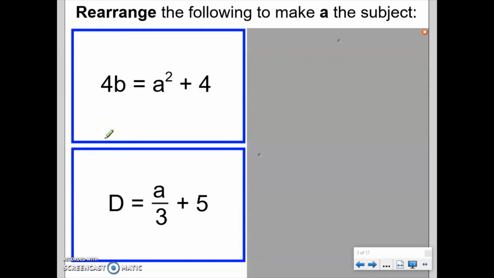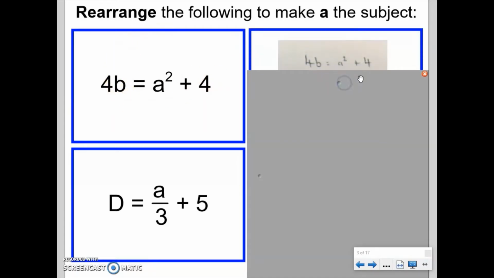I'm going to talk through a few more examples, but again, if you want to work ahead, just pause the video and have a go at the questions yourself. I want to make A the subject here. Here's my question. First thing I'm going to manipulate and move is this plus 4. So I'm going to subtract 4 from each side.